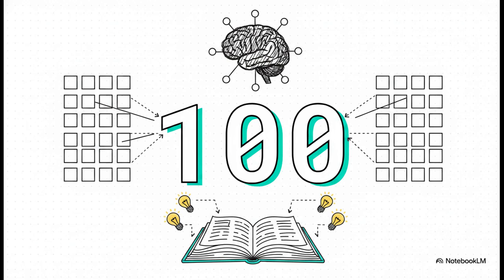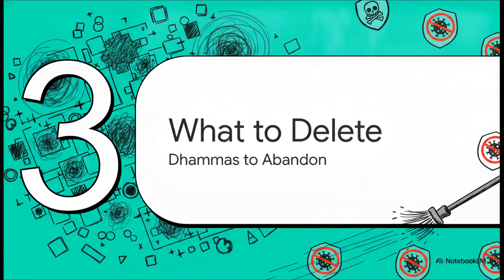10 times 10 is 100. It's this massive, comprehensive database of the entire human experience. But don't worry, we're not going to read through all 100 today. Instead, we're going to selectively sample the absolute most vital, actionable ones that you can apply immediately to your own mental optimization. Which brings us to Section 3, what to delete, the dhammas to abandon.